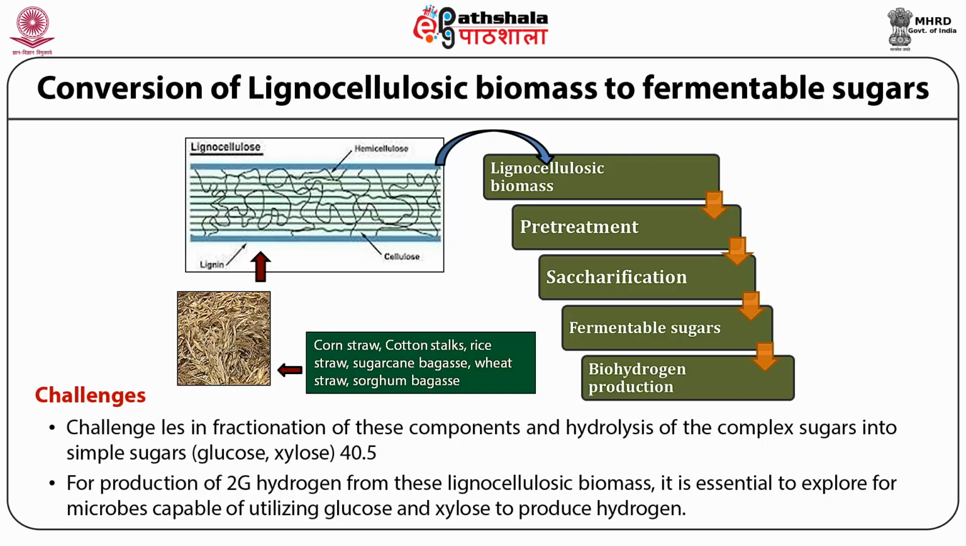Only those microbes which have the potential to utilize C5 sugar can take up these hemicellulose components for conversion in the hydrogen production process. So the challenge is the screening or domestication of microbes which are capable of utilizing C5 sugar for hydrogen production. And to make the overall process cost effective, now the challenge is to reduce the cost of the preliminary treatment process of lignocellulose biomass to simple sugars.